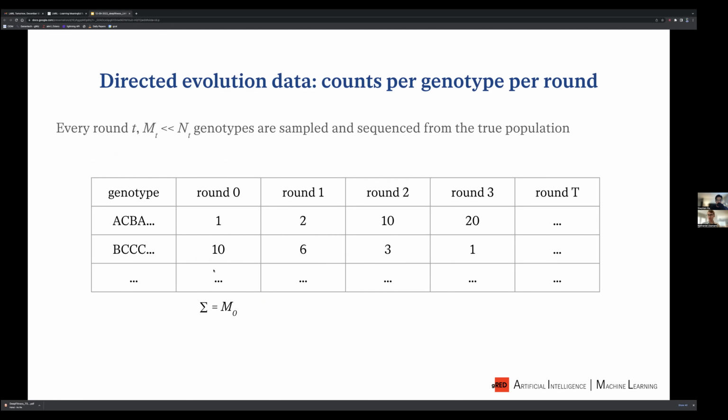So what does the data look like from a directed evolution experiment? Basically every selection round, that loop we looked at in the last slide, you take a subsample of the genotypes that survived the removal step. And what that gives you is a table where you have genotypes for rows, and then each column is a different round of selection, and you have a count for how many times you sampled that genotype from the population.